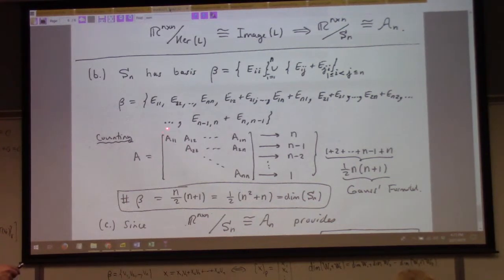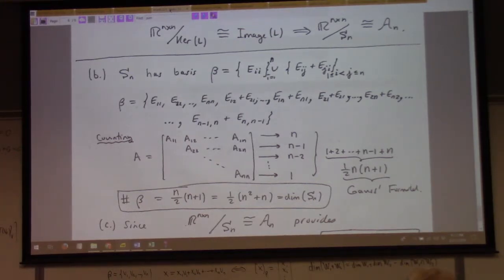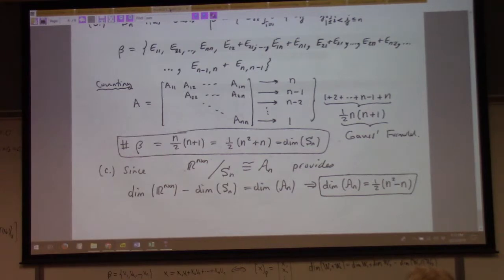So what you need is a basis which has the diagonal elements on their lonesome and then sums of the off-diagonal elements. So that's how it goes. There are that many of those things. And then because we know that R^(n by n) mod Sn is isomorphic to An, that proves that the dimension of the antisymmetric matrices is n squared minus the dimension of the symmetric. And if you take the difference of n squared and that, you get 1/2 n squared minus n. As a check, if you add this to that, we get back n squared, like we ought to, because the direct sum of Sn and An is all of our n by n.